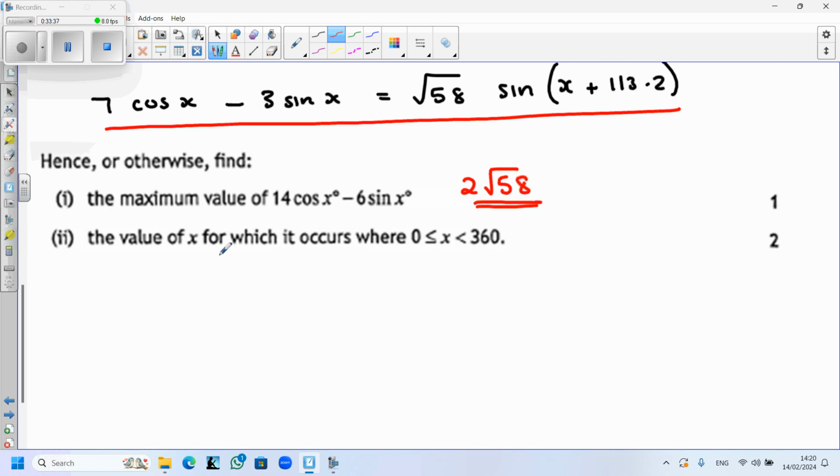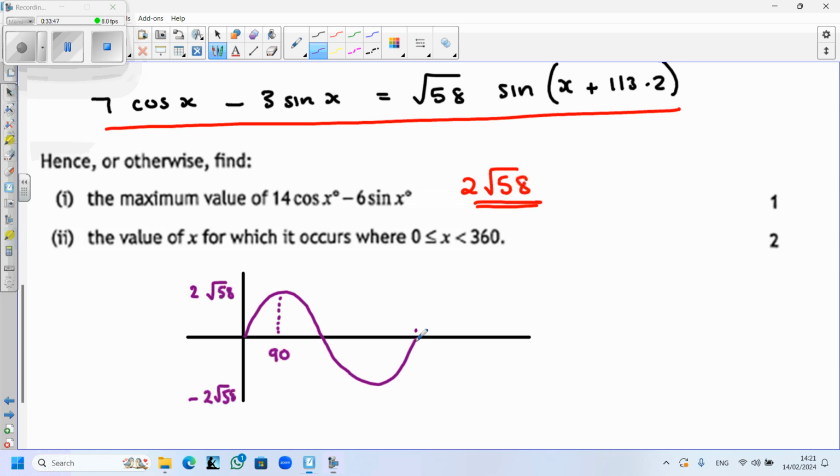Now for 2 marks, we want to find out where this occurs. So we've got to think about what this thing looks like. I'm going to draw down that sine graph. So we've got a graph that looks like that, and remember that's 180 in there, and that part in here would be 270. So that's our sine graph. So that's 2√58 sine x plus 113.2.